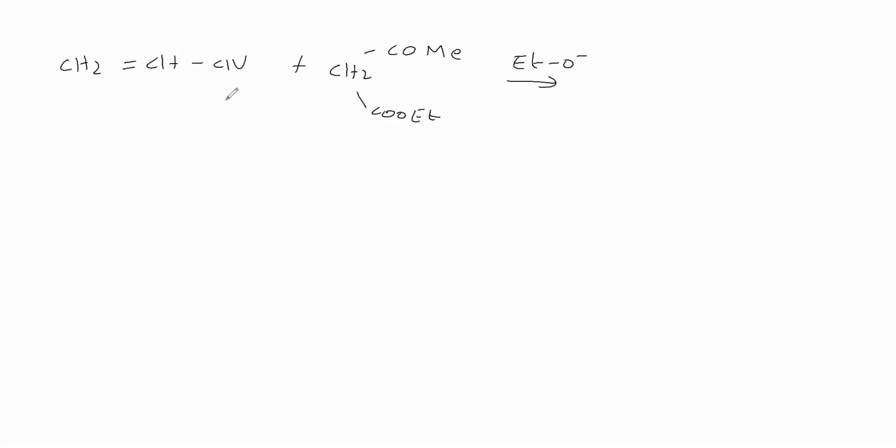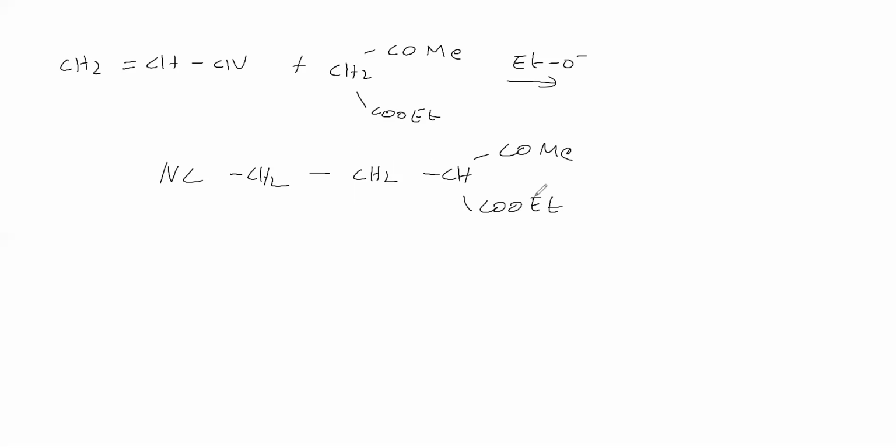So we will write the product. This NC, the CH becomes CH2, the double bond becomes a single bond. This CH2 is making a bond with this carbon, that is CH, COMe, COOEt. It is a Michael addition product. So this is about Michael addition.